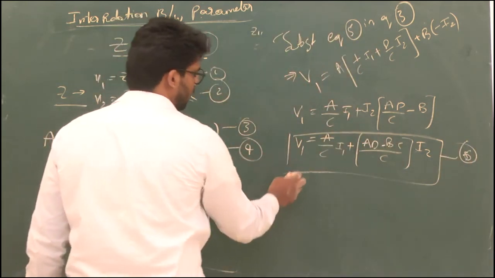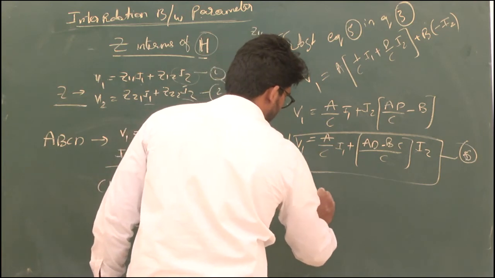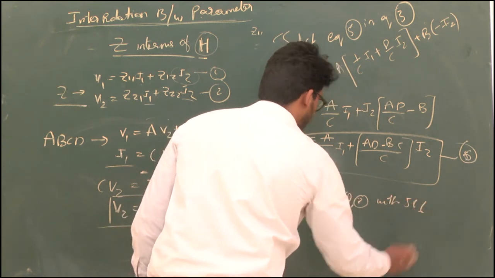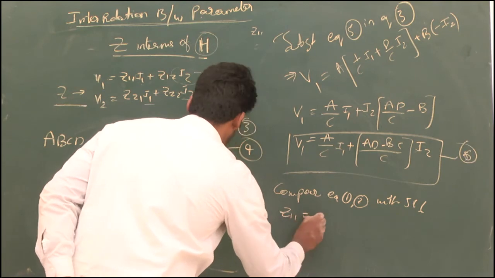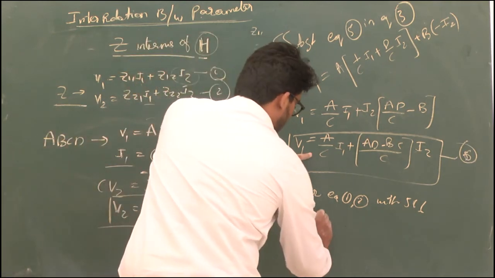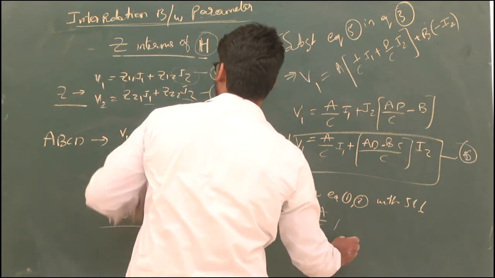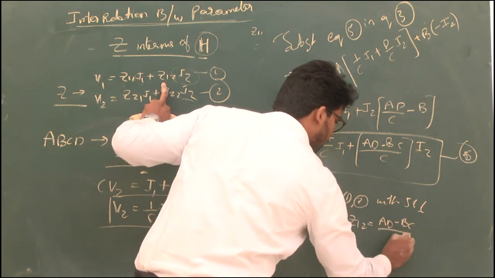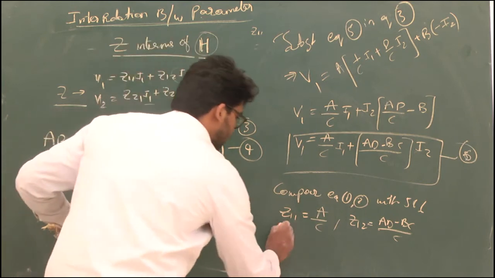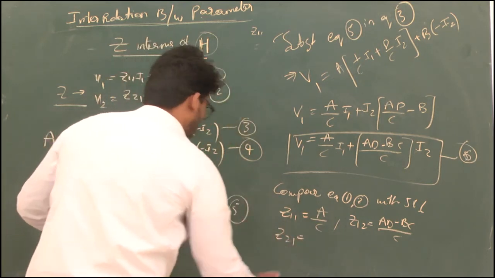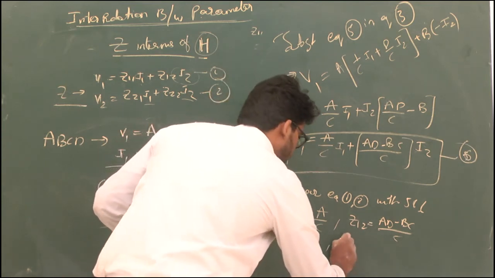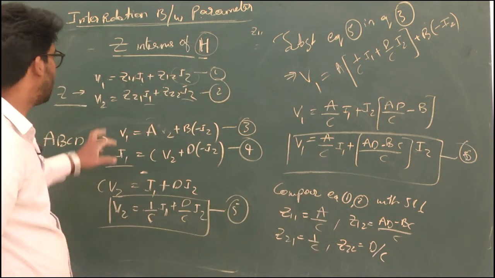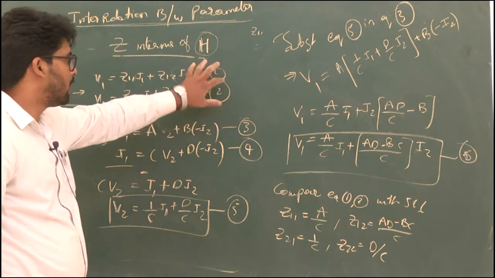Comparing equations 1, 2 with 5 and 6, you will get Z11 equal to A by C, Z12 equal to AD minus BC by C, Z21 equal to 1 by C and Z22 equal to D by C. So this is a representation of Z parameters in terms of ABCD parameters.